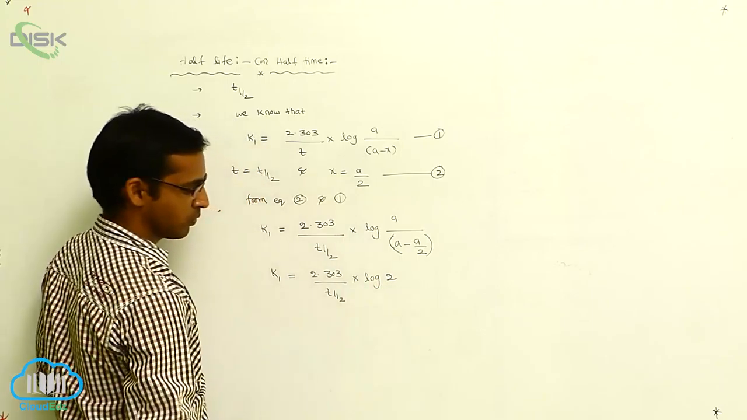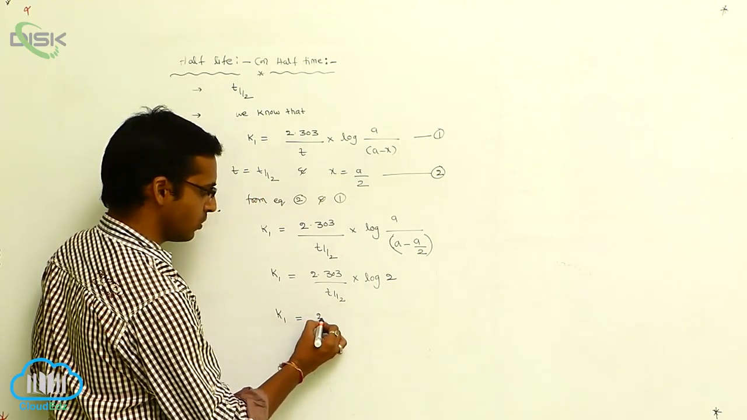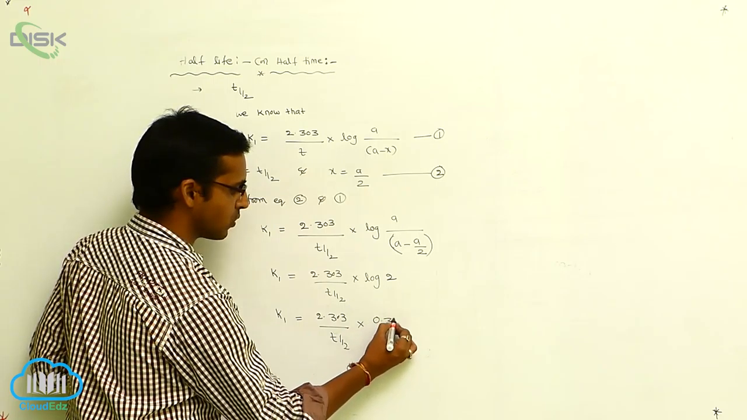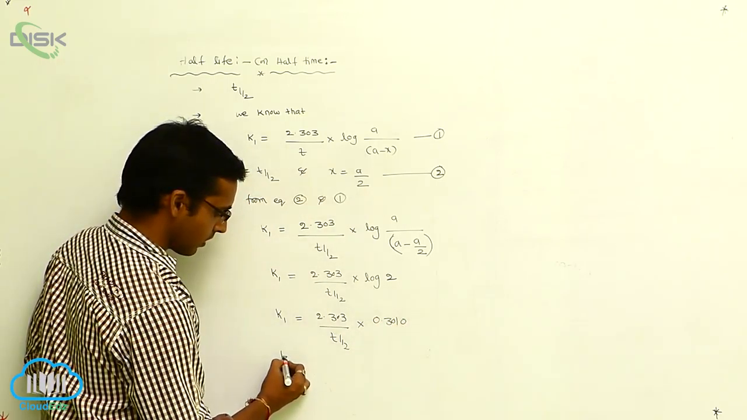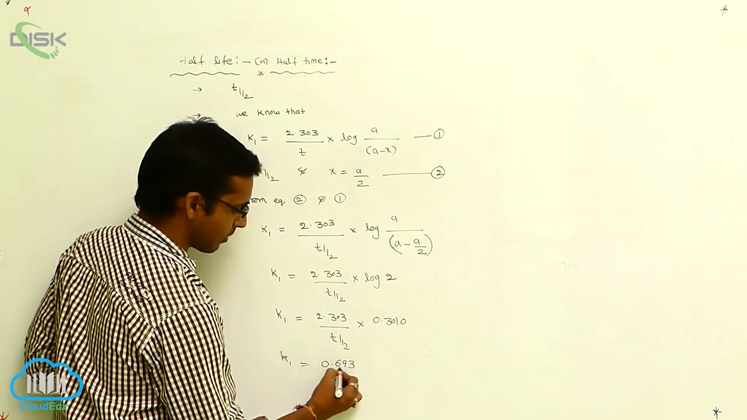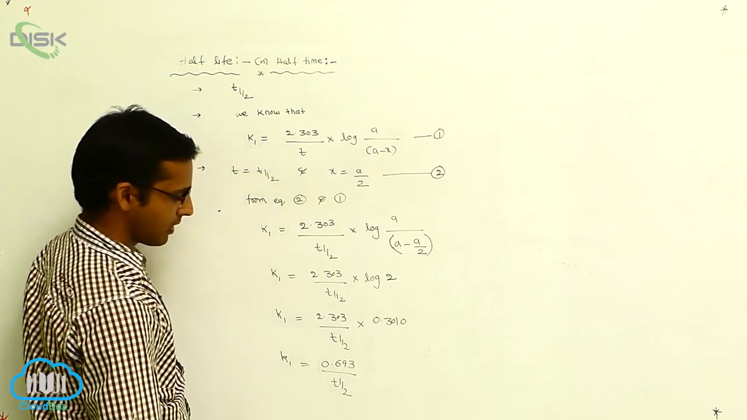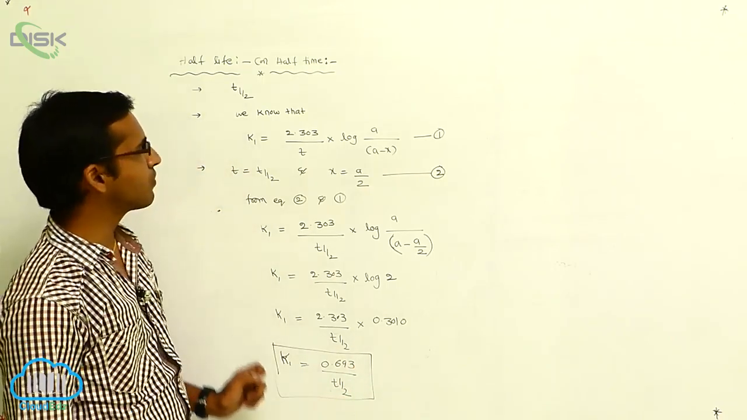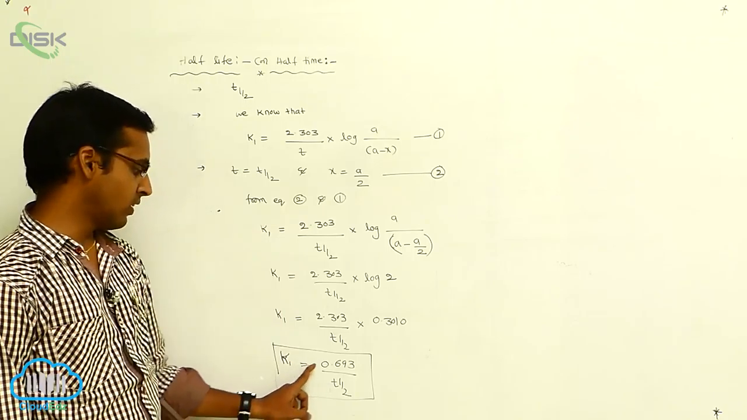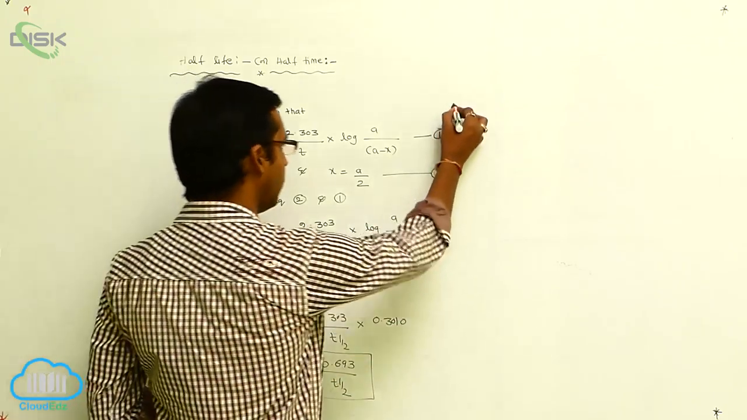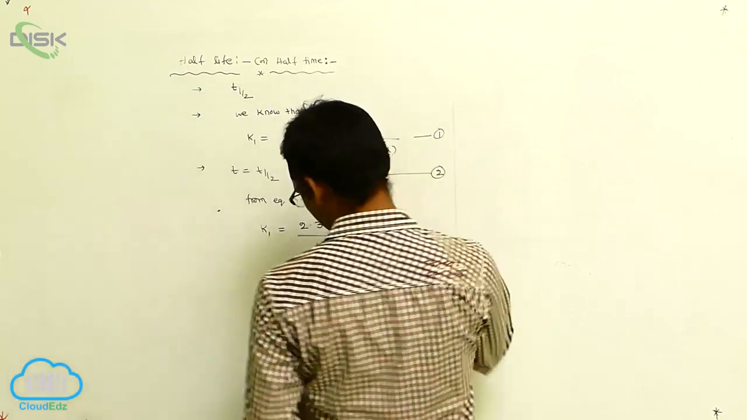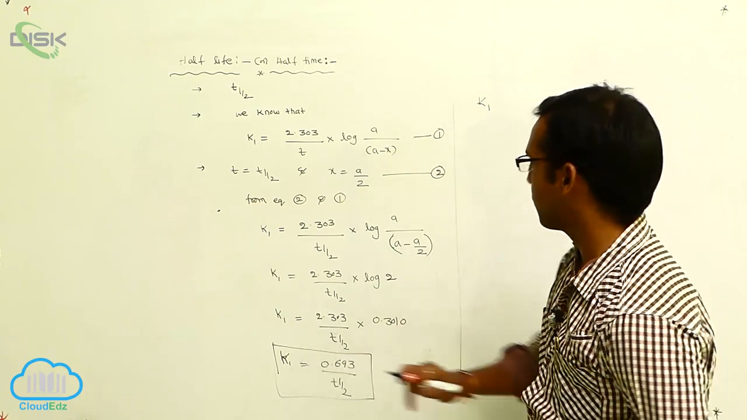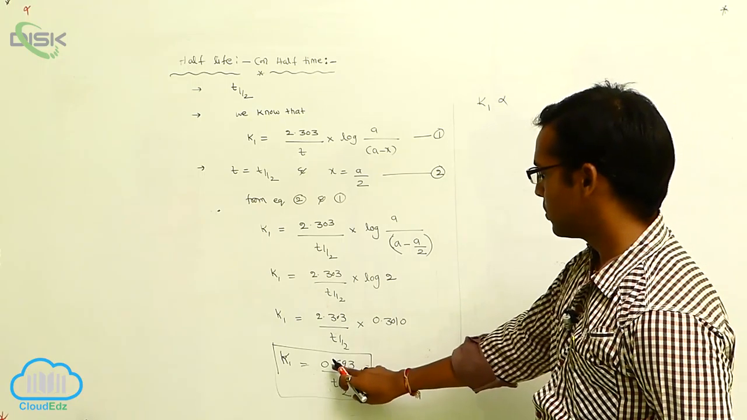That is k1 equals 2.303 by t half into log of 2a by 2a minus a by 2. After the total mathematical derivation, it converts to log 2. Now k1 equals 2.303 by t half into log 2, and the value of log 2 is 0.3010. Applying this, k1 equals 0.693 by t half. This is your mathematical equation for the calculation of half time for a first order reaction, that is k1 equal to 0.693 by t half.